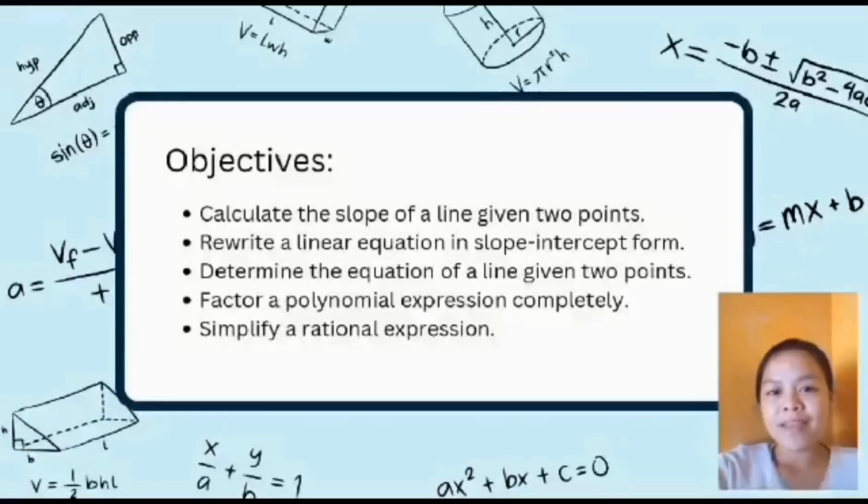By the end of this lesson, you'll be able to calculate the slope of a line given 2 points, and then rewrite a linear equation in slope-intercept form. Third one, determine the equation of a line given 2 points. Factor a polynomial expression completely. Last one, simplify a rational expression.